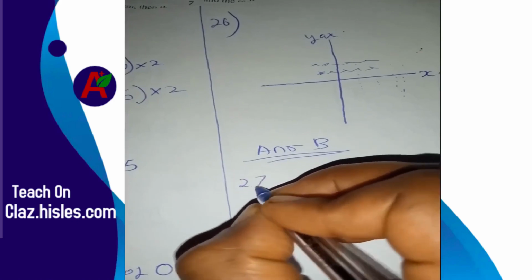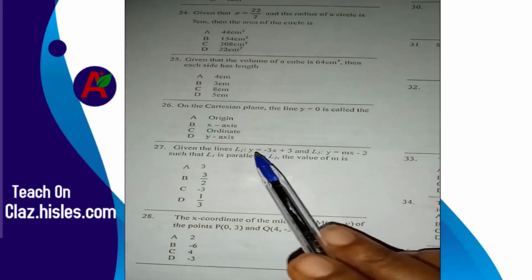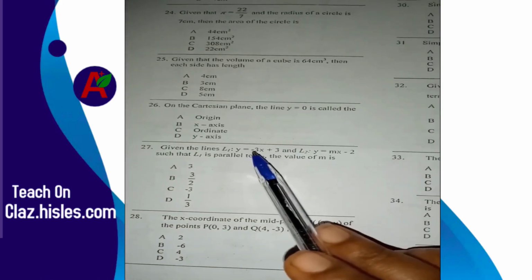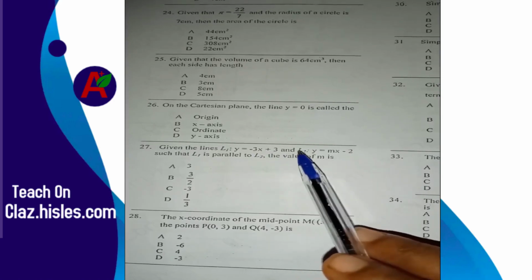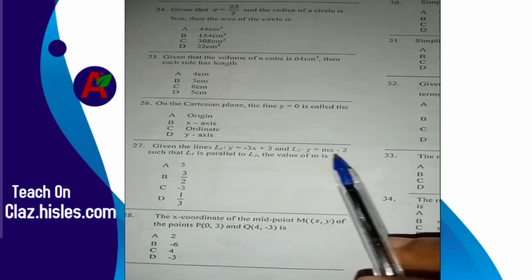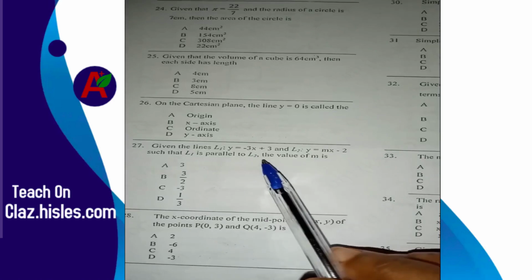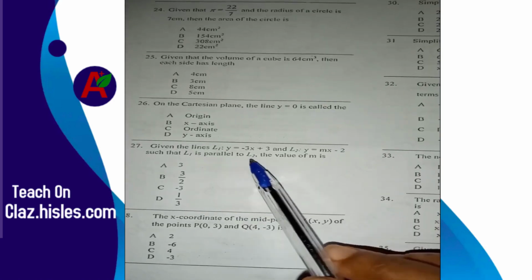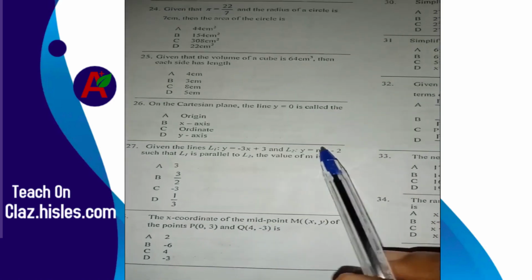Number 27. Given the lines, the first line is y equals negative 3x plus 3, and line 2 is y equals mx minus 2, such that L1 is parallel to L2. The value of m is, that was the value of m.